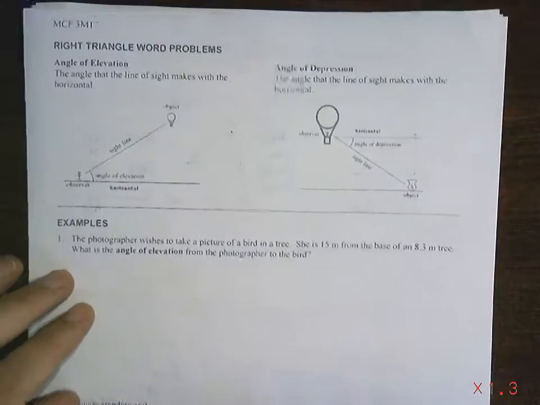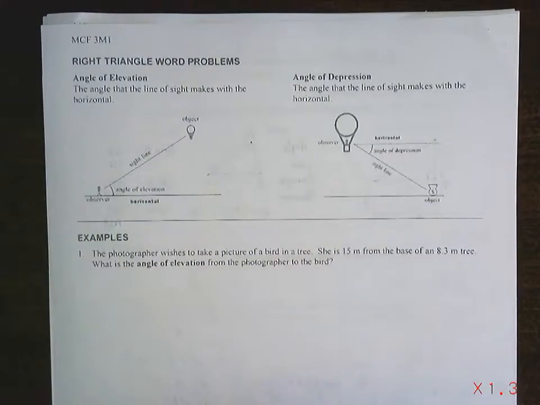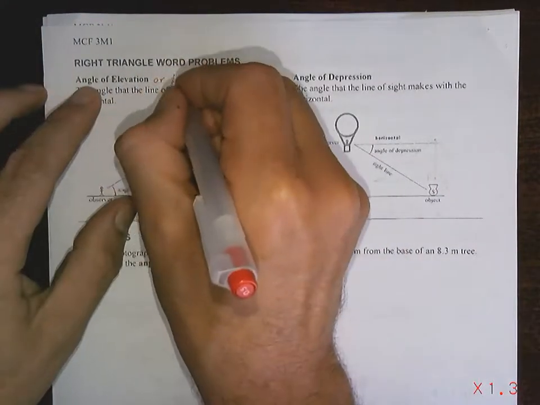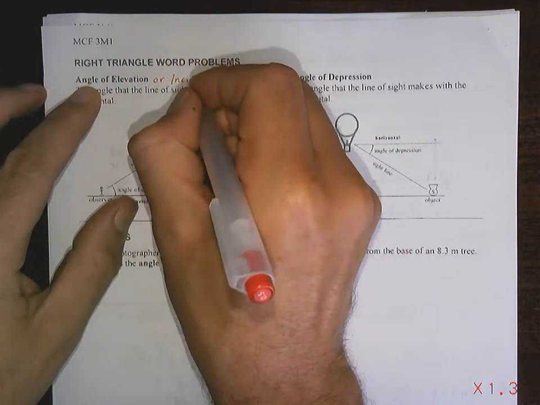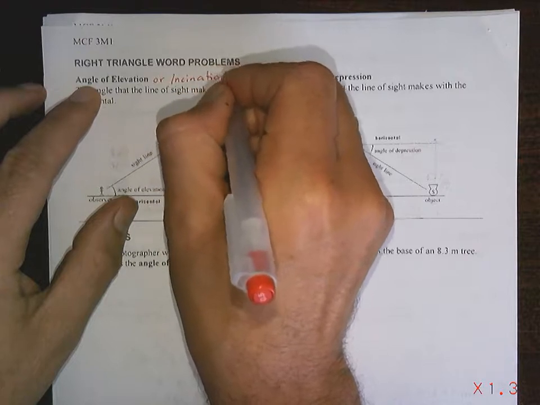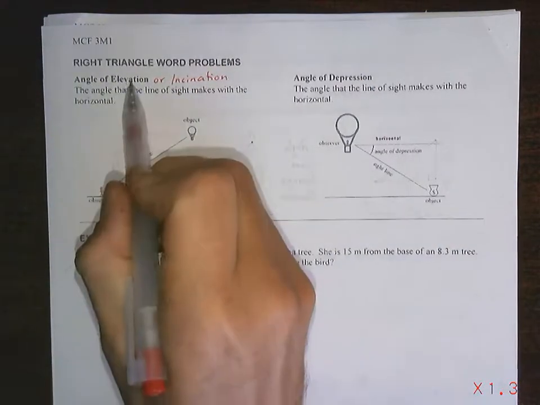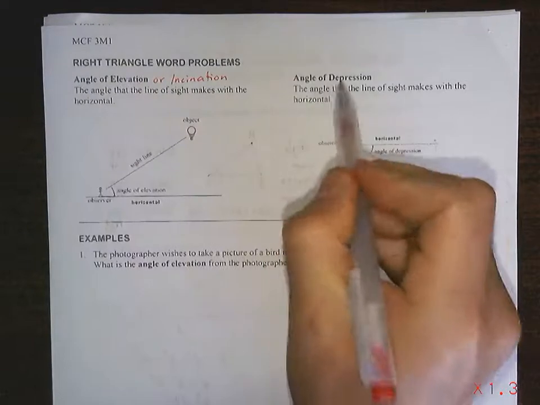Welcome back. So now we're looking at right angle word problems. Two situations you have to learn here: one is an angle of elevation or inclination. I think that's right. I'll check that up in just a little bit. But the angle of elevation is what you'll see most, and an angle of depression.